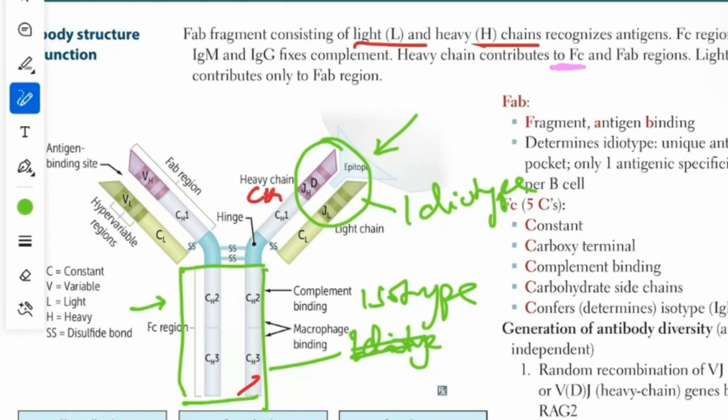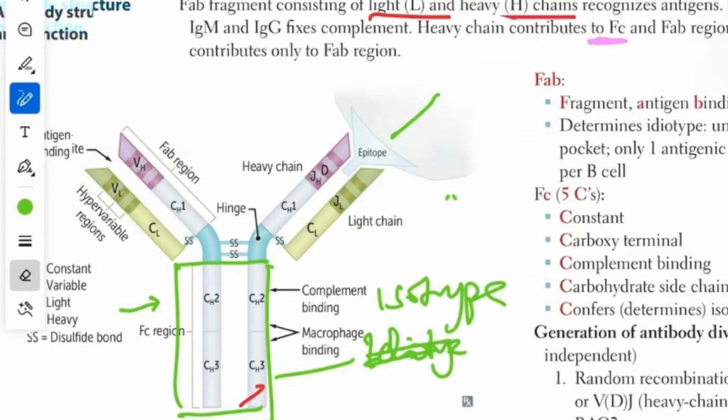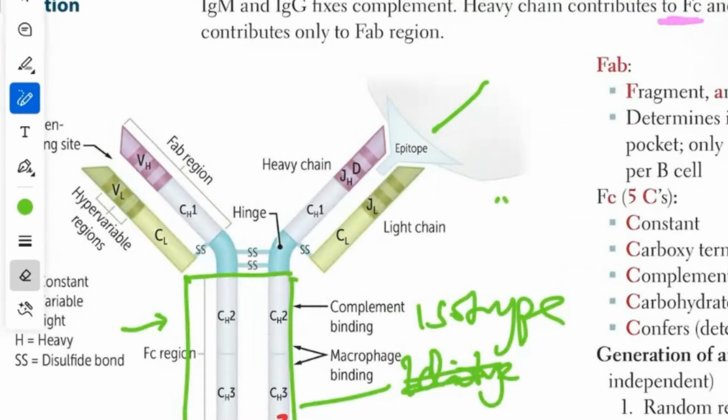Part of it is the epitope that the antibody arms are binding to. And the specificity of that idiotype is also located in the hypervariable region of both the light and heavy chain arms. And if you look at this structure, particularly the Fab part here, you can see there's the V, you can see there's the VDJ portions.